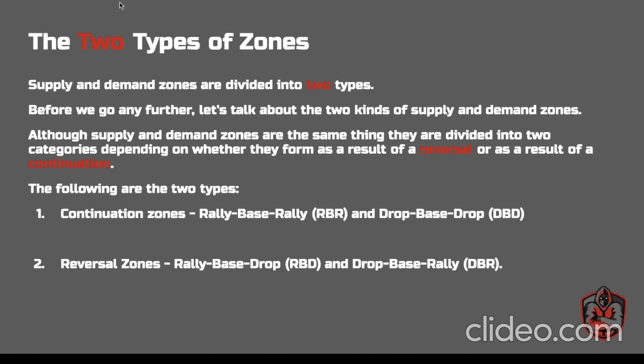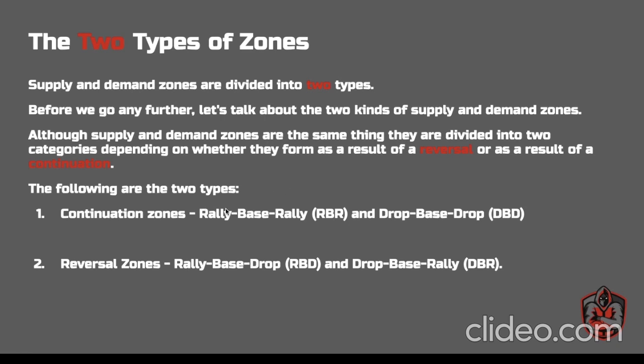So, the 2 types of zones. Supply and demand zones are divided into 2 types. Before we go any further, let's talk about the 2 kinds of supply and demand zones. Although supply and demand zones are the same thing, they are divided into 2 categories depending on whether they form as a result of a reversal or as a result of a continuation. So, the following are the 2 types. Continuation zones are examples of rally-based rallies and drop-based drop.